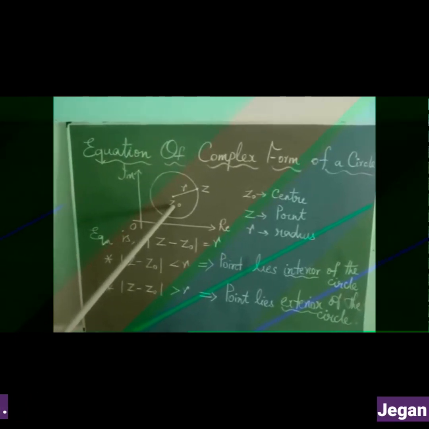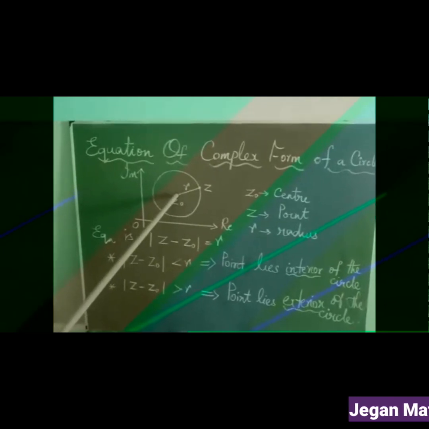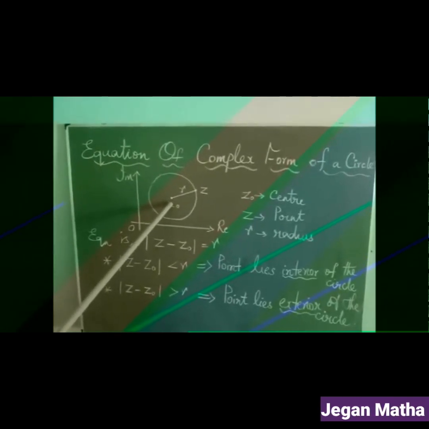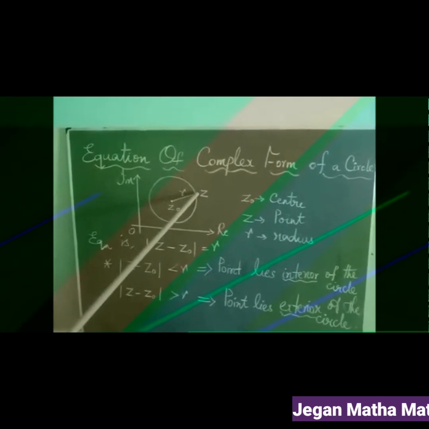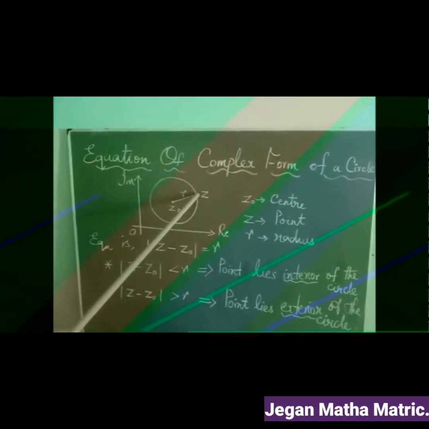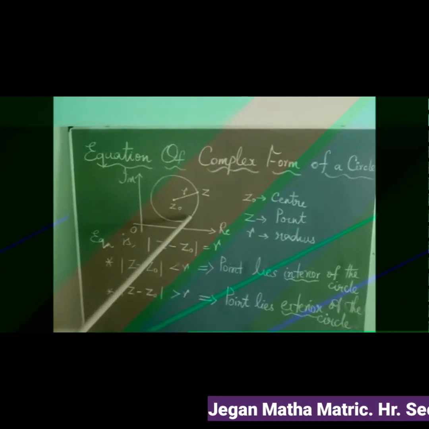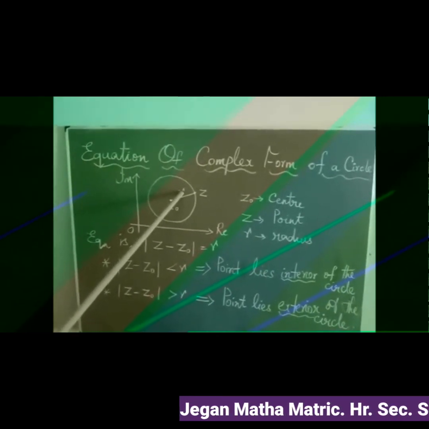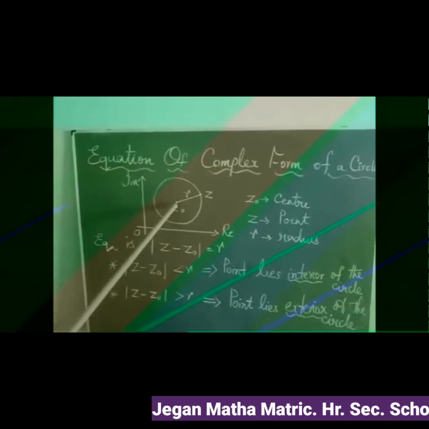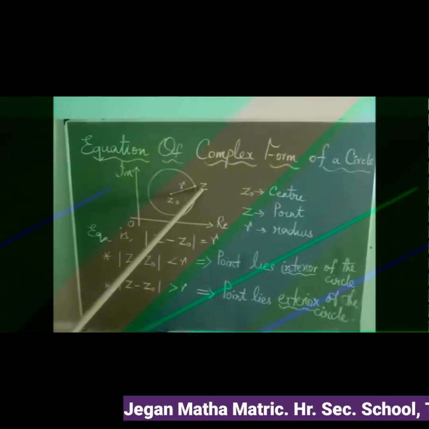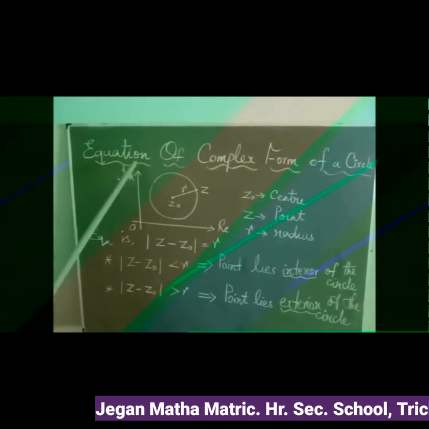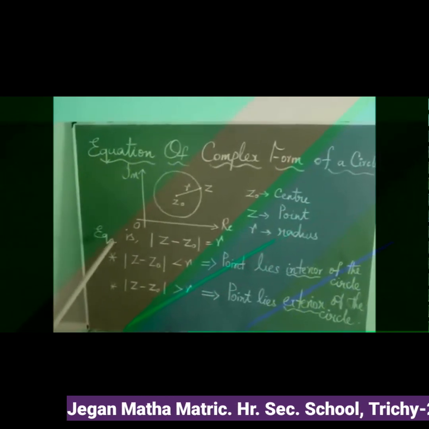Z0 is one complex number. That is a fixed point. That is called the center. Then Z is any point. This is also a complex number, any point on the circle. And R is the radius. How to find out R? The distance from Z0 to Z. So, we can form the equation of complex form of a circle.